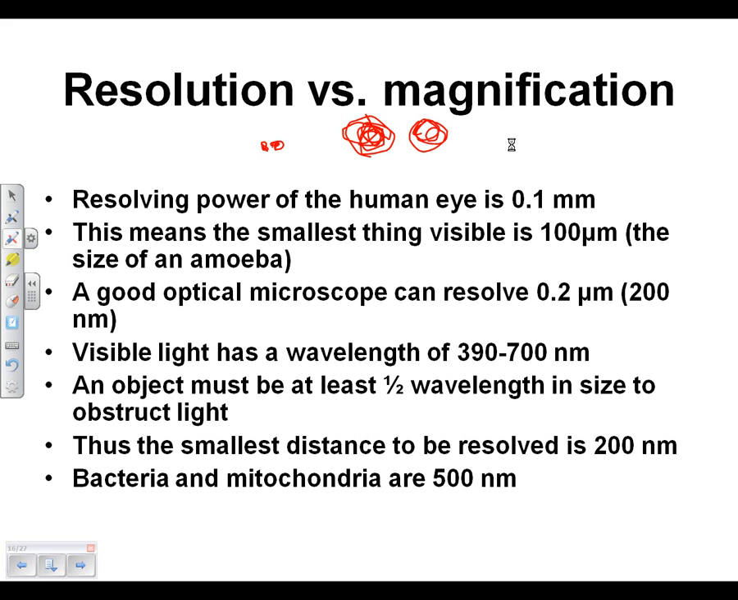So resolution and resolving power is the ability to separate 2 things that are really close together and see them as 2, not make them one great big blurry magnified thing, which doesn't really help you very much. So it's better often to have more resolving power and less magnification.